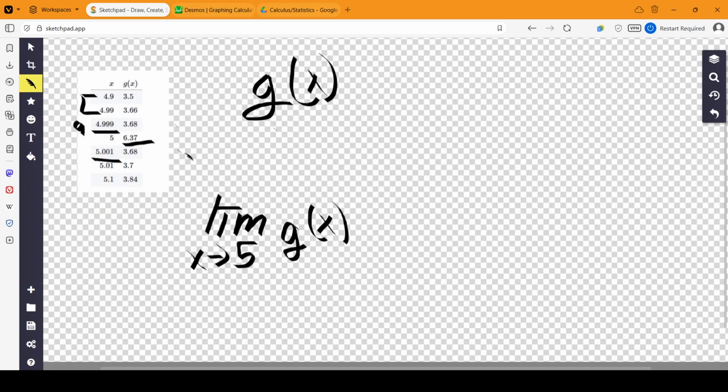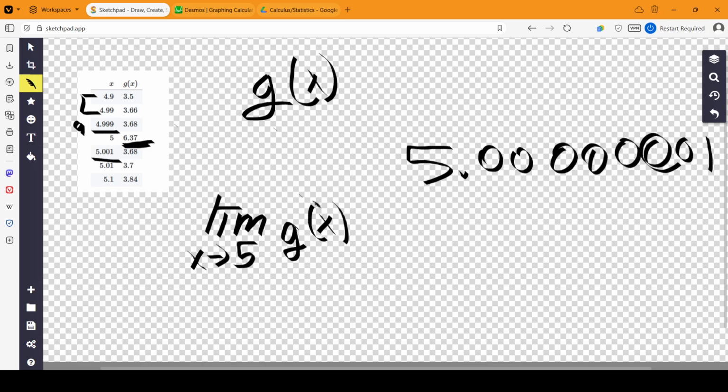And if we say that the limit as x approaches 5 of g of x is 6.37, that's going to be unfair, because no matter how close we get to 5, if we do 5.00000001, it's probably going to be somewhere around the 3.7 mark. So here you have to realize that 6.37 is probably a removable discontinuity, because as x gets really, really close to 5 from either side, it's approaching 3.68 or 3.69 or even 3.7 as opposed to 6.37. And therefore the limit is going to be 3.7.